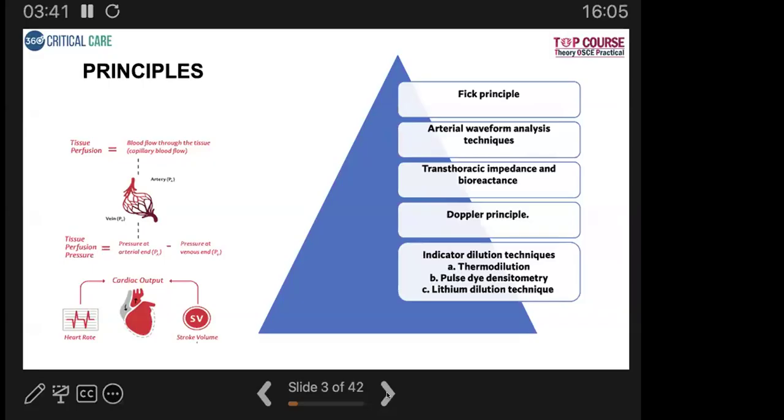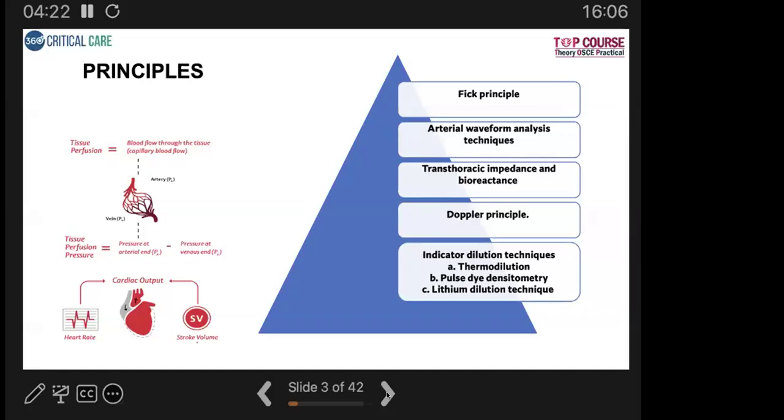Second, arterial waveform analysis techniques. Any method that uses the arterial waveform or the pulse contour or the pulse power or pulse wave analysis, then we can call it an arterial waveform analysis based device. Then comes transthoracic impedance and bioreactance, which includes some of the non-invasive devices called bioreactance and bioimpedance. Then comes the Doppler principle, where esophageal echo mainly functions using this principle. Then comes the most important technique, the indicator dilution technique, where thermodilution, pulse dye densitometry, and lithium dilution techniques are the methodologies by which devices function.